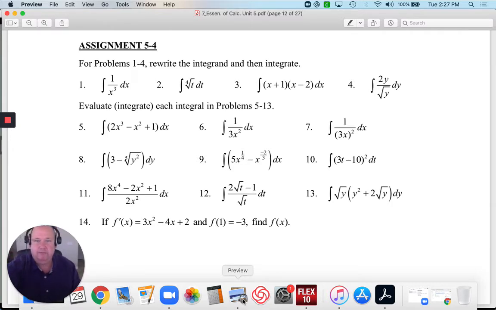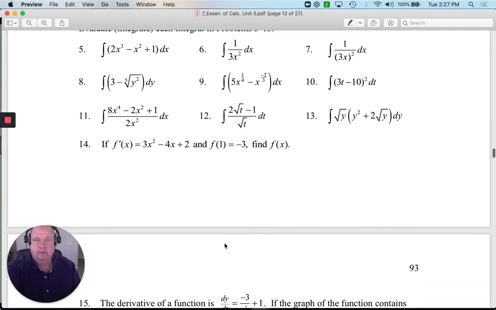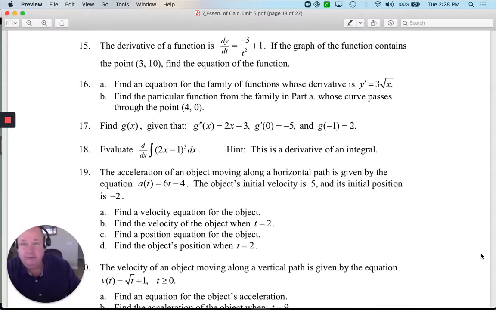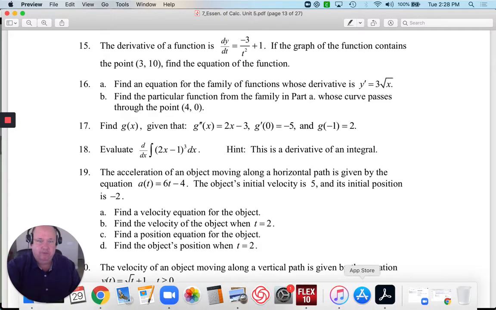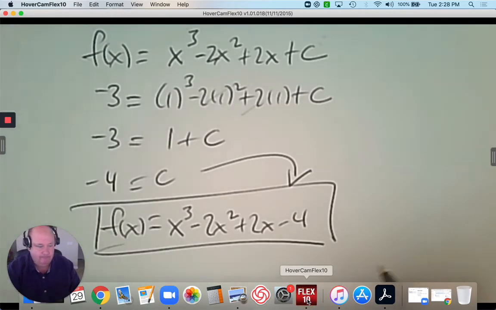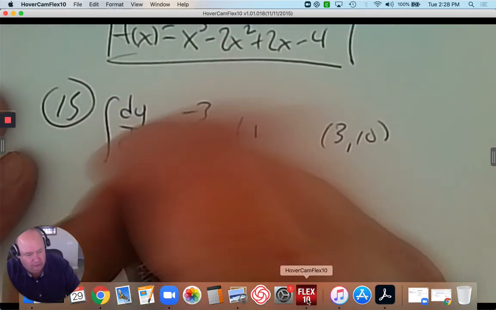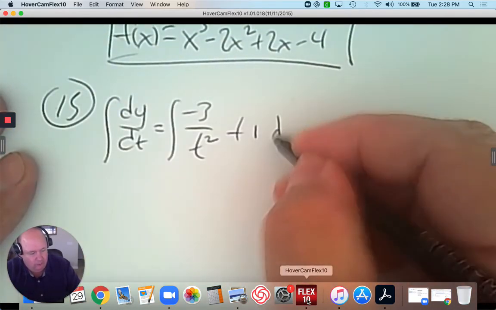Next page. The other way. All right, the derivative of a function is dy by dt equals negative 3 over t squared plus 1. If the graph of the function contains the point 3, 10, find the equation of the function. Let's do that. For this one, we're going to integrate to find what y equals.